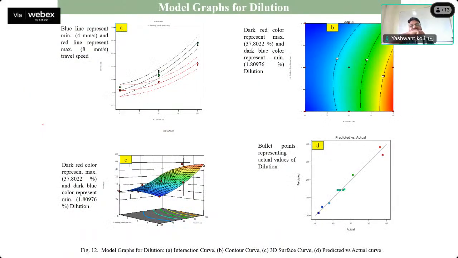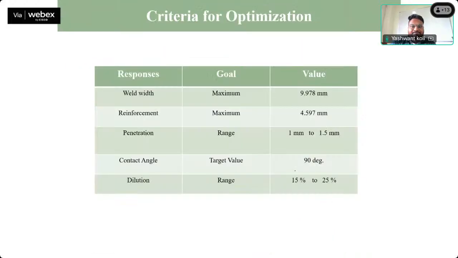So this is the model graph for dilution, with the interaction, the contour, the 3D surface plot, and predicted versus actual. So this is very important. After doing all these things, we come to the criteria section.